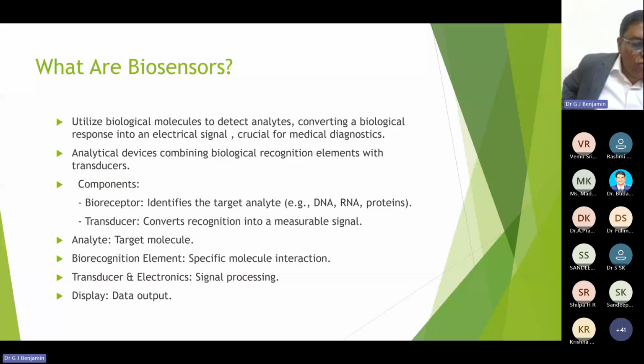Now, what are biosensors? They utilize biological molecules to detect analytes, converting a biological response into an electrical signal, which is crucial for medical diagnosis. Let me read it again. They utilize biological molecules to detect analytes, converting a biological response into an electrical signal, which is crucial for medical diagnosis. They are analytical devices combining biological recognition elements with transducers. The components are bioreceptors and transducers.